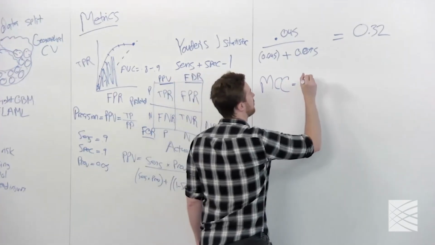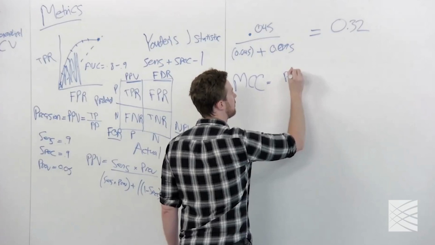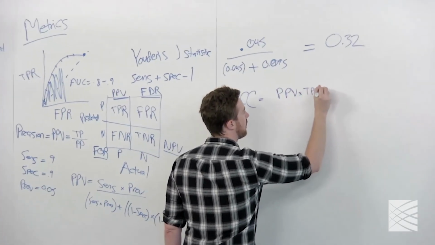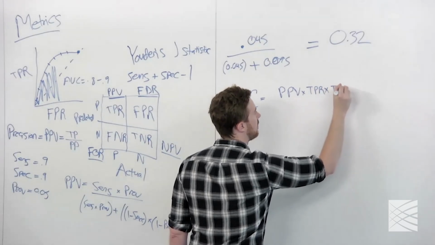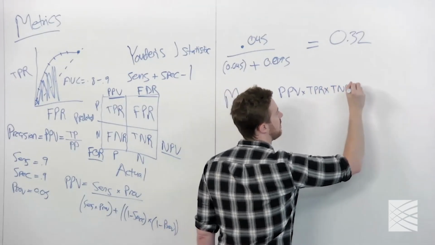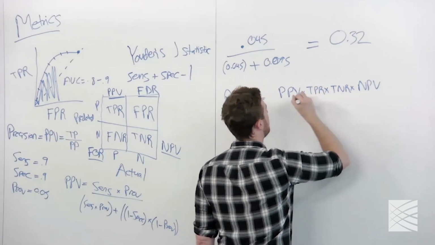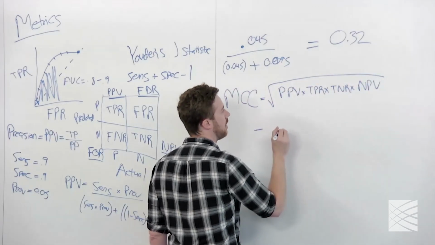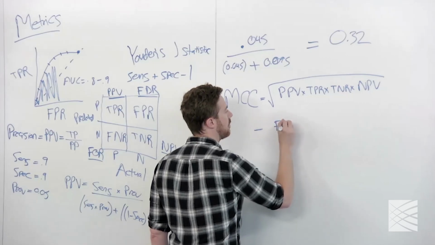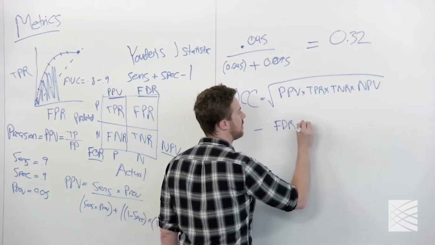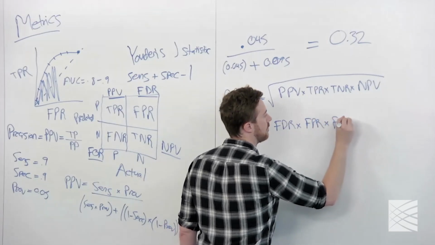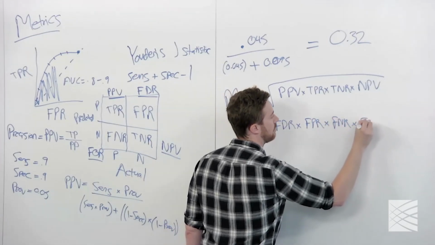And it's essentially the positive predictive value times the true positive rate times the true negative rate times the negative predictive value, square root, and then you subtract the false discovery rate times the false positive rate times the false negative rate, finally times the false omission rate.